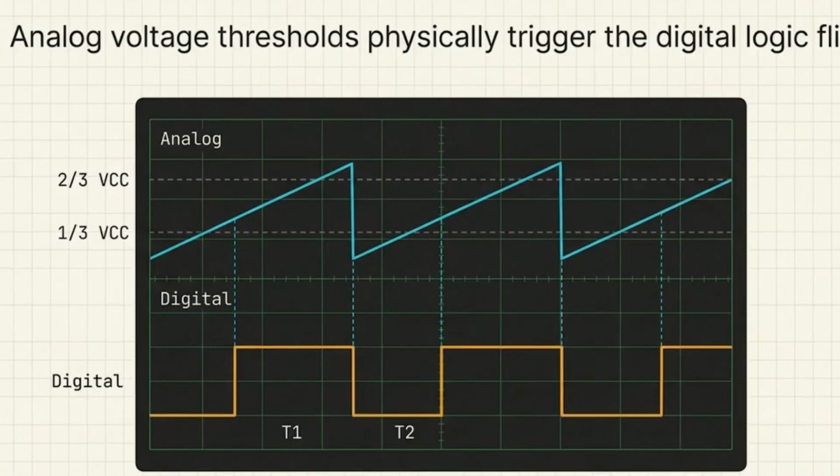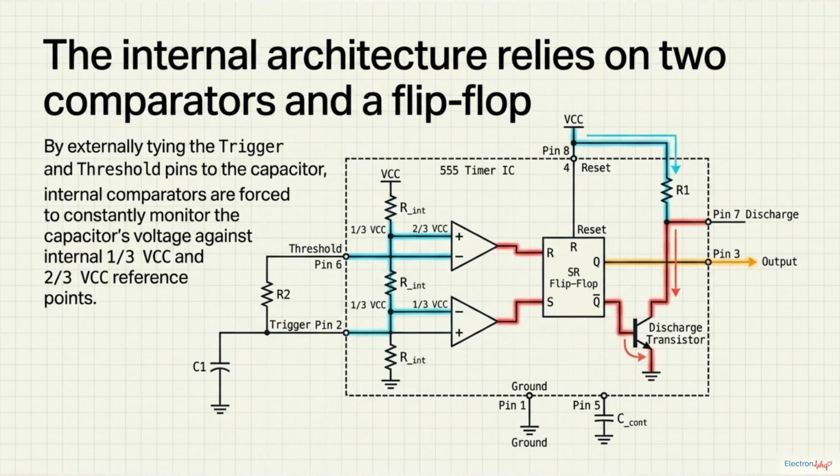This oscilloscope trace demonstrates that relationship. The slow, analog sawtooth wave of the charging and discharging capacitor perfectly triggers the rigid digital square wave output below it. The 555 timer translates the physical limits of electrical charge into a precise, continuous digital pulse.